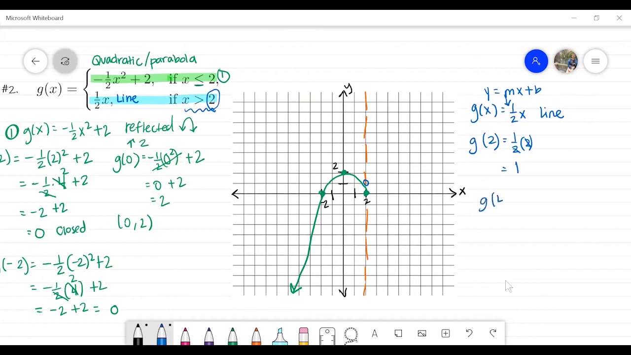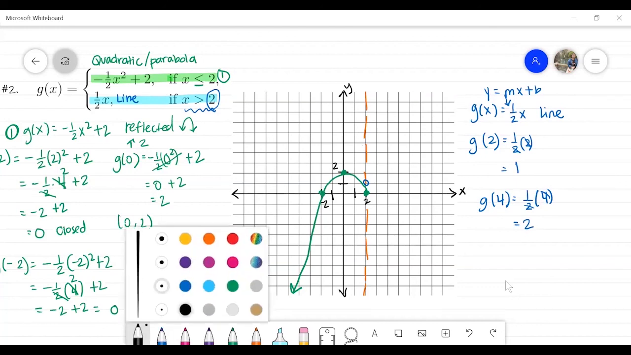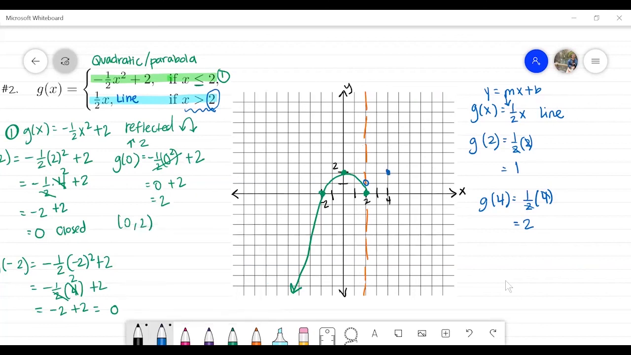How about g of 4, which is 1/2 times 4, which cancels, and we get 2. So at 4, there's 3 and 4. I'm going to plug in 2. And this one's closed because that value of 4 is definitely on this interval, right? Only this boundary line, when we're missing the or equal to, only that is open. So again, I only need 2 points. Do more if you need more.